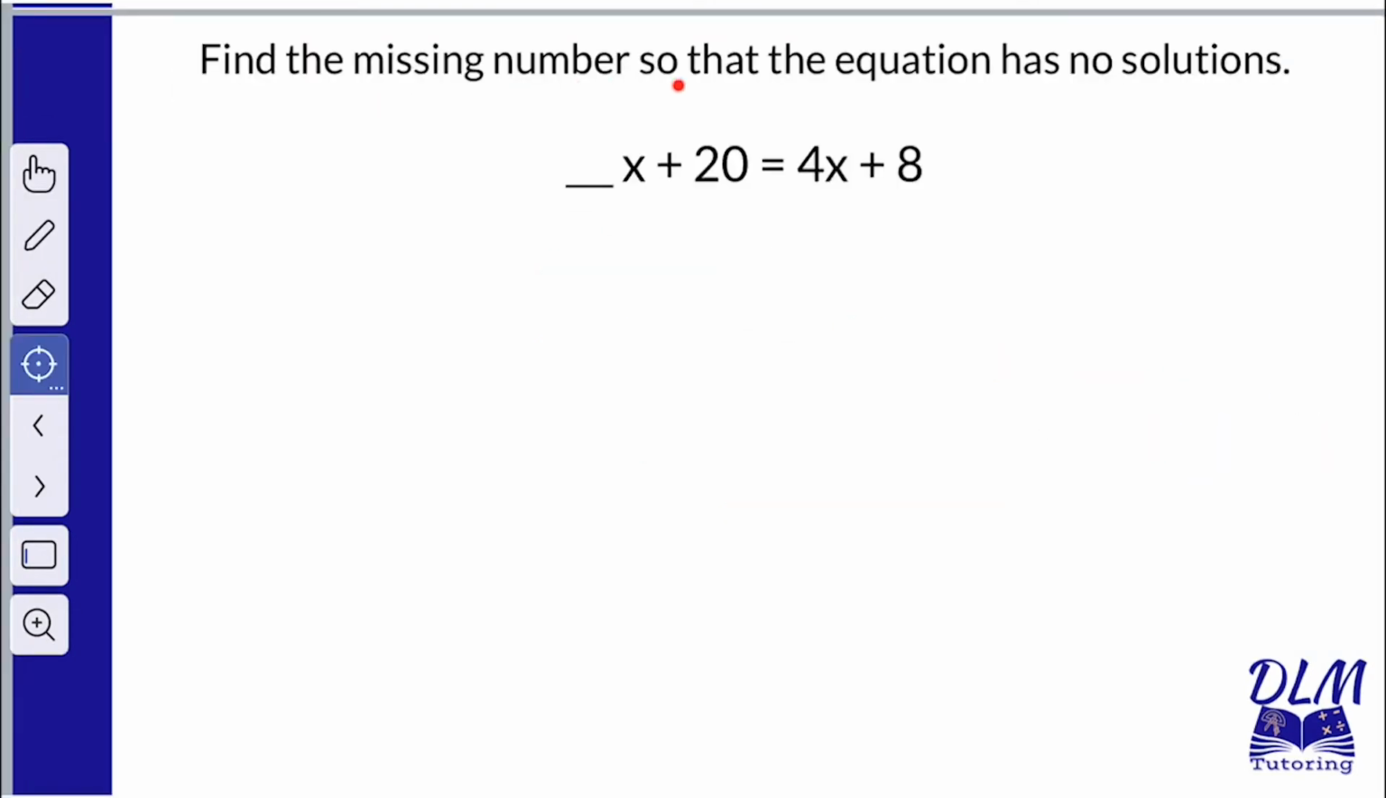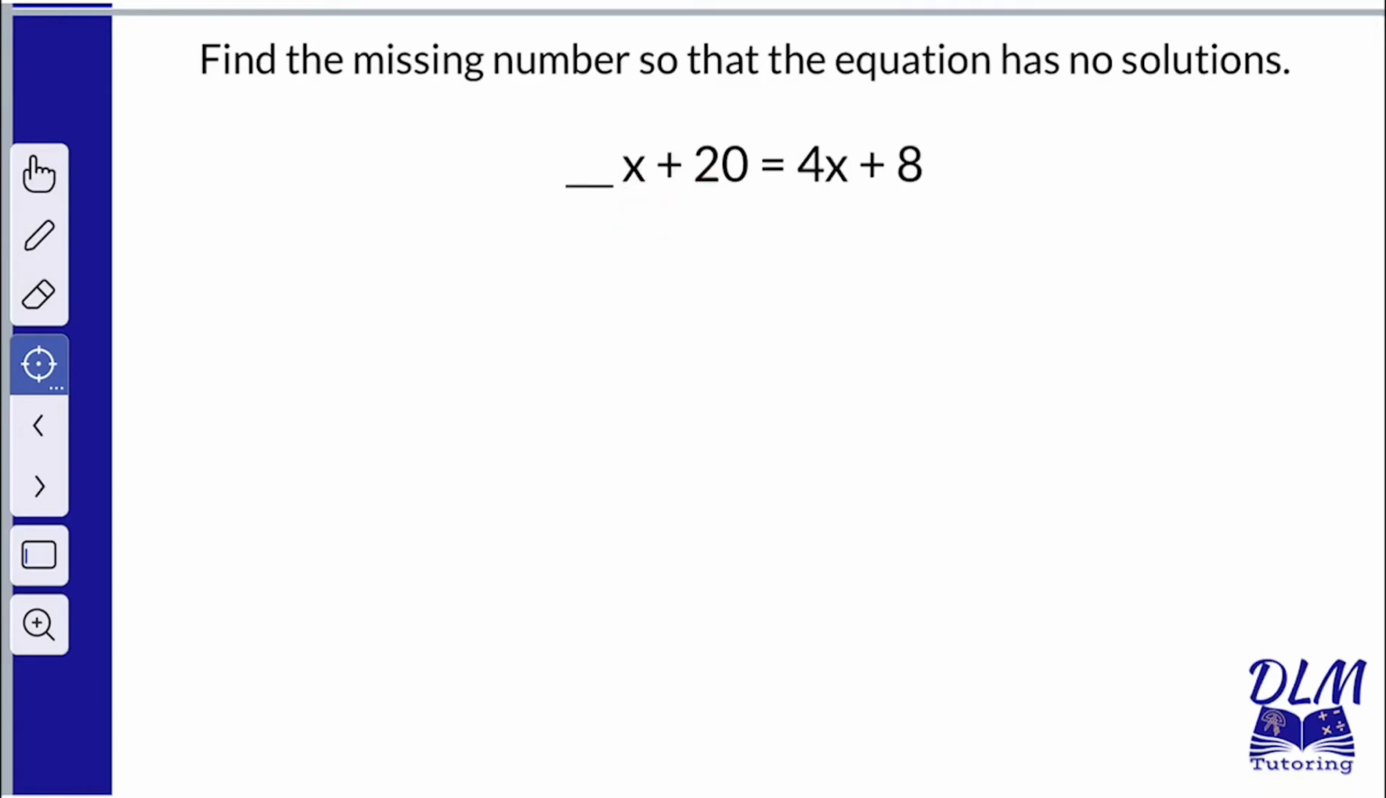Find the missing number so that the equation has no solutions. Well, in the last example, we wanted it to have infinitely many solutions. Now, we don't want it to have any solutions. So, this time, when I'm looking on both sides of my equation, I want a solution for my variable term that's going to be something that makes it so that no matter what values I put in, it's never going to be equal on both sides.